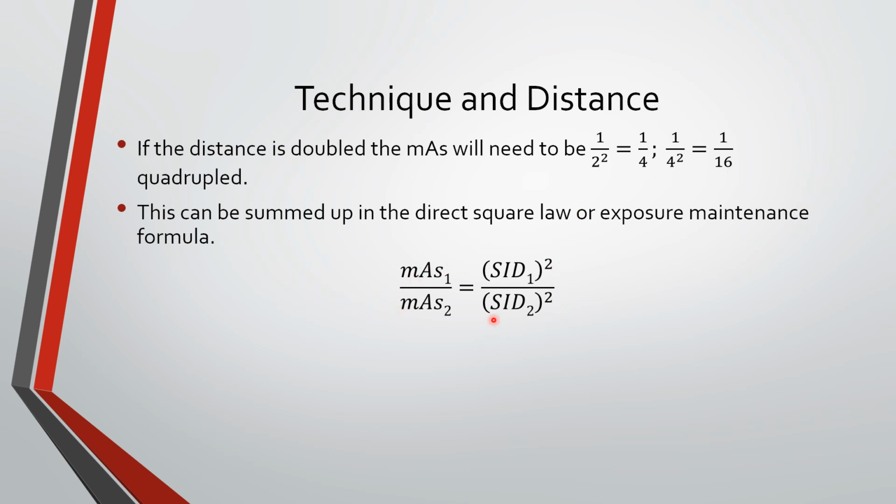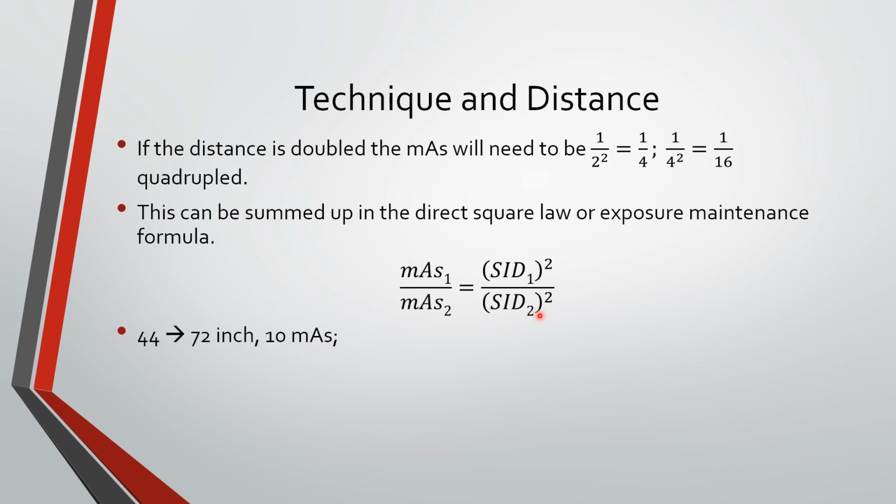So in order to maintain exposure, the exposure maintenance formula is utilized, and it's summed up right here. We have the original mass divided by the new mass equals the original distance squared divided by the new distance squared. This is a 1 here, this is a 2, so these need to line up properly when we're setting this up. However we label them, as long as we're consistent with the labeling, it doesn't matter.